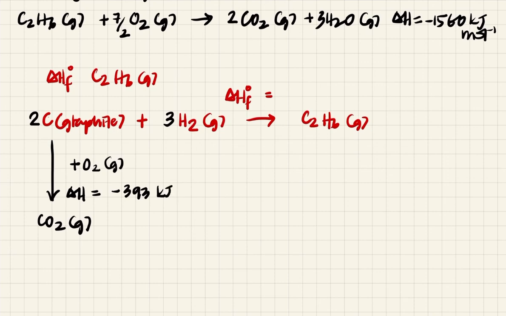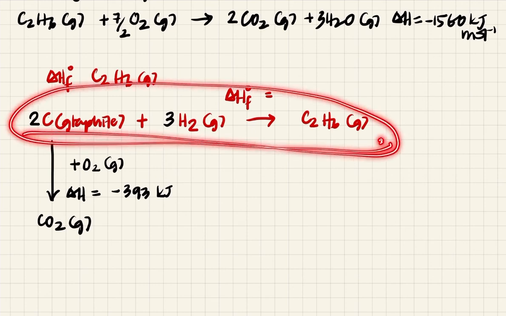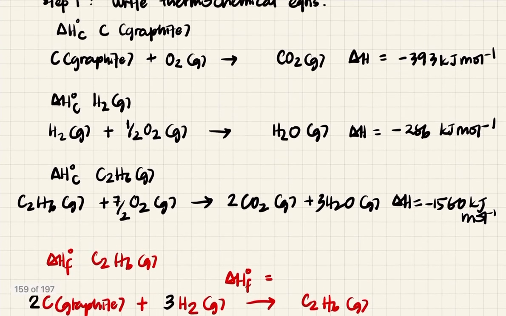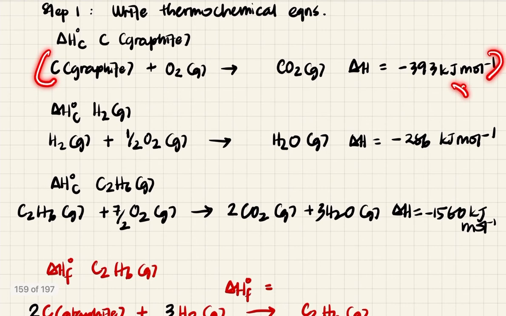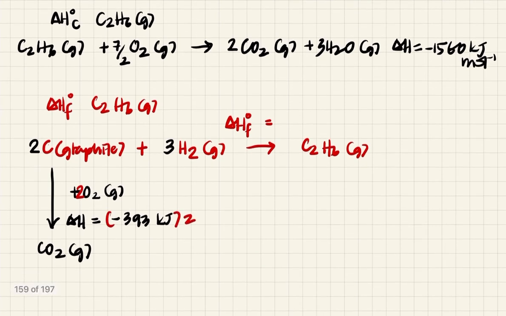Okay, and then here we have 2 moles of carbon graphite in our target equation, right? So that means we have to times the whole equation with 2. So this equation, we have to multiply by 2, following the target equation. So I'm going to put 2 in front, and then this will be times 2.